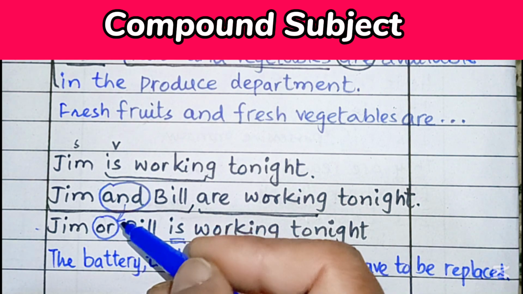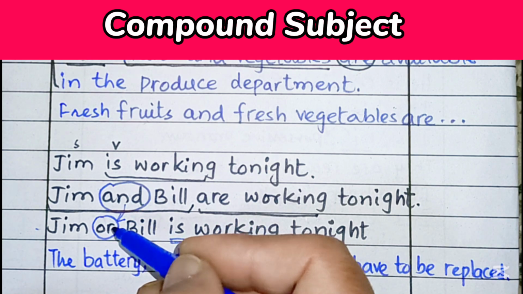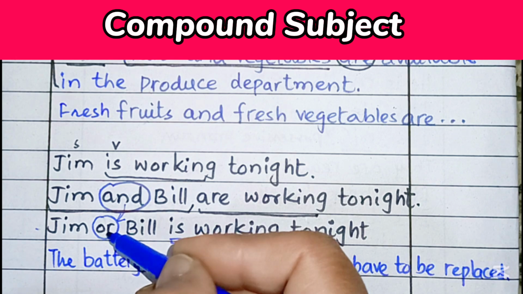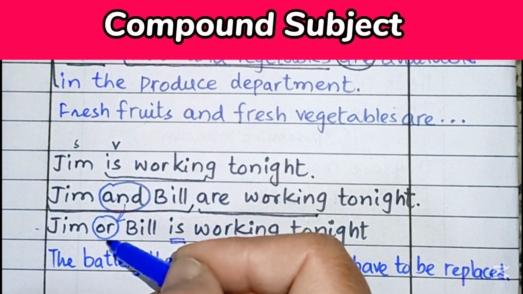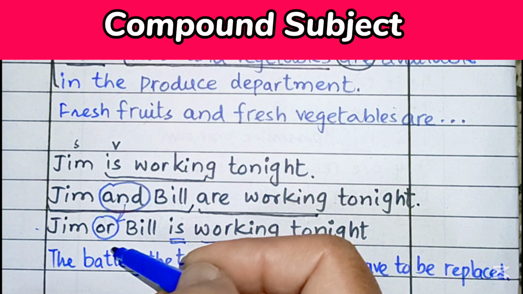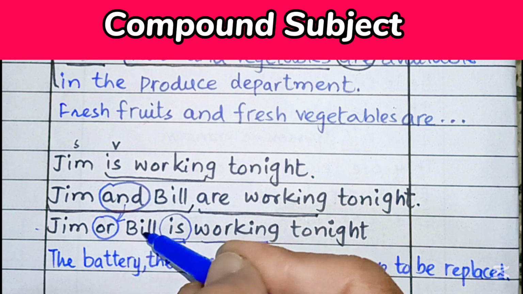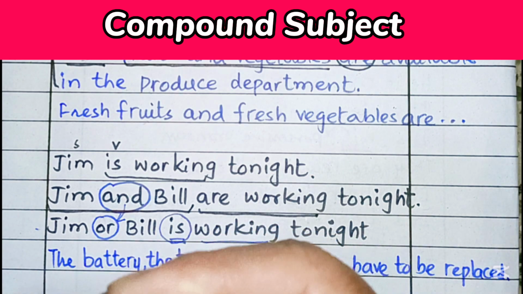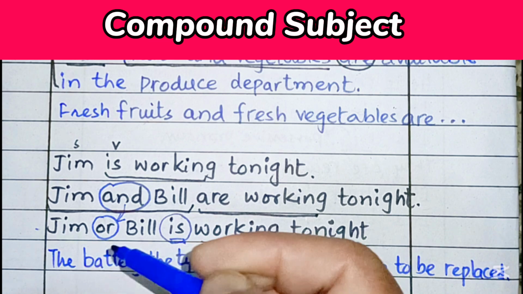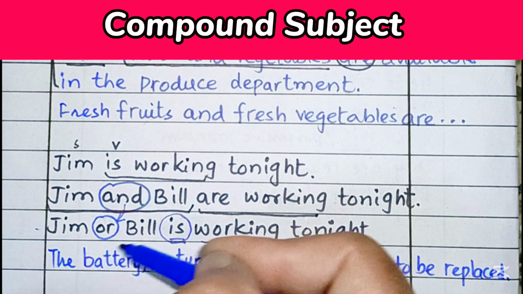So once we take and out and replace it with or, Jim or Bill is working tonight, because there is one person, we have to change the verb accordingly. Jim or Bill means we are addressing one person at a time, though it's having or in between, no and over here.